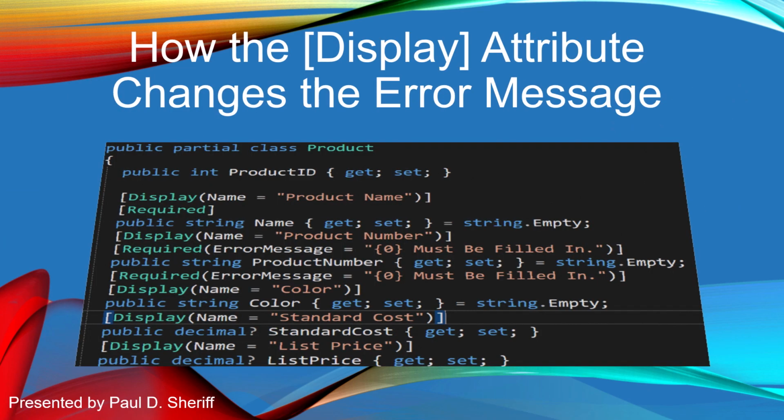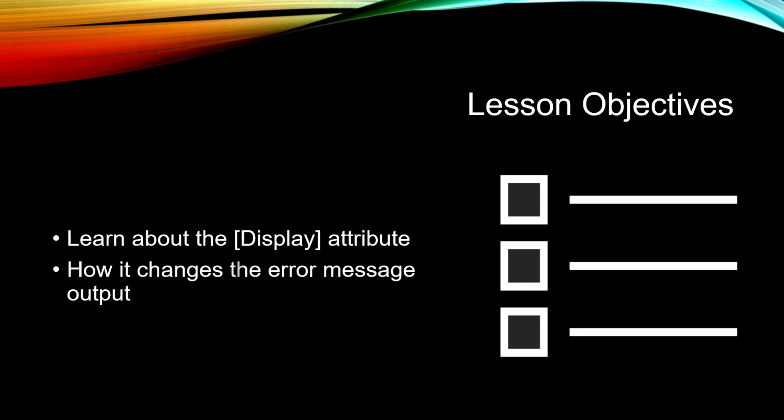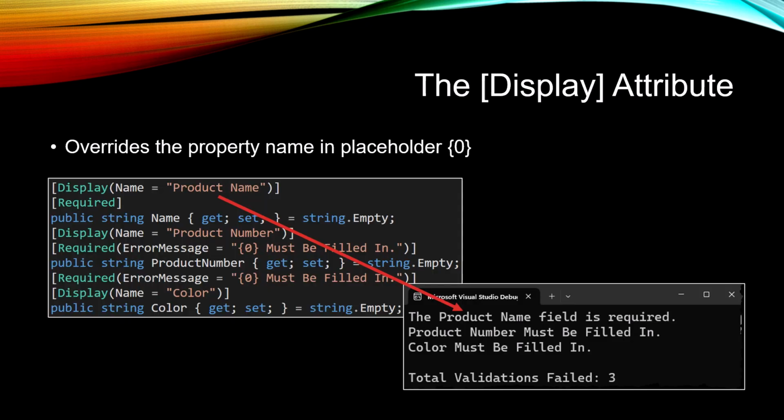This lesson is how the display attribute changes the error message. The objectives for this lesson are to learn about the display attribute and how it will change the error message output. What happens when you add display and you say name equals?